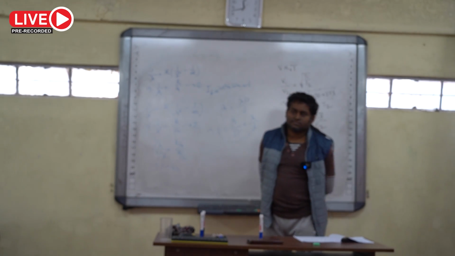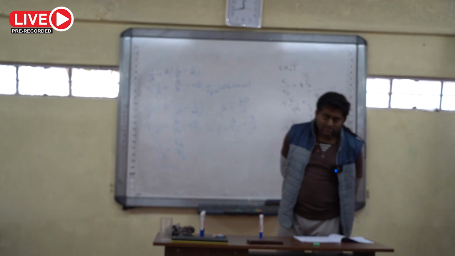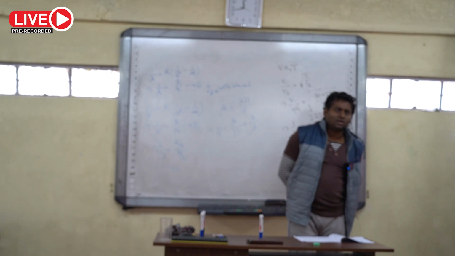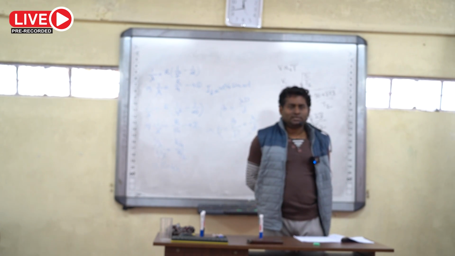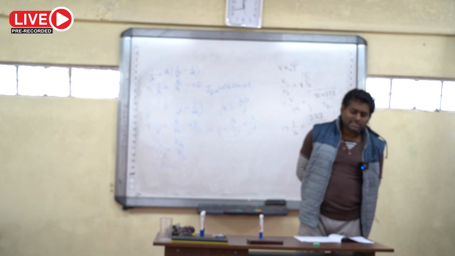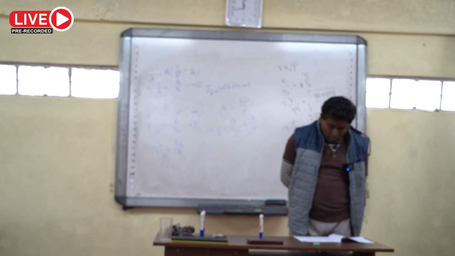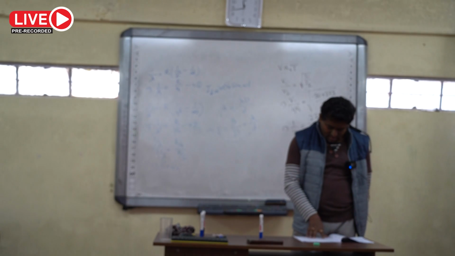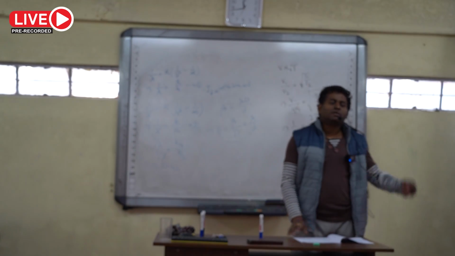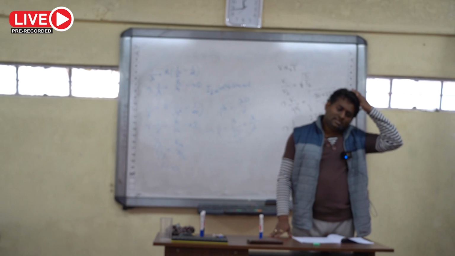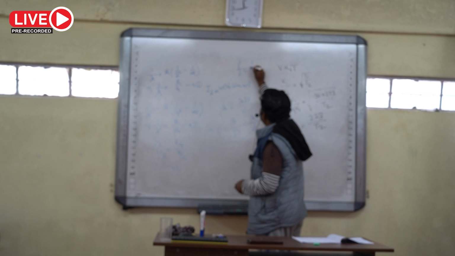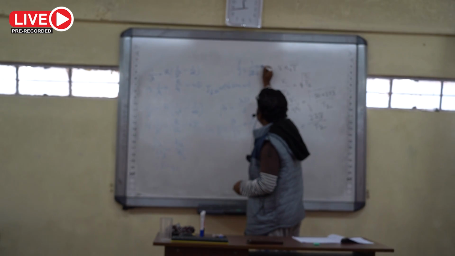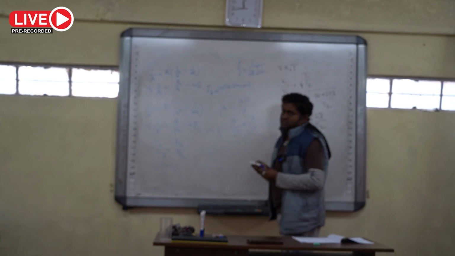Then 29. Simply use the formula Z equal to root over of R square plus XL minus XC whole square for LCR circuit. Oh, sorry, no, not this one. The frequency of the resonance, F equal to 1 by 2 pi root LC. Just use this.